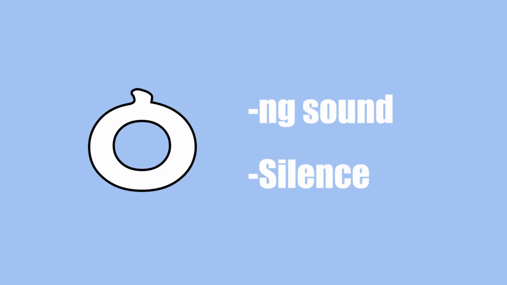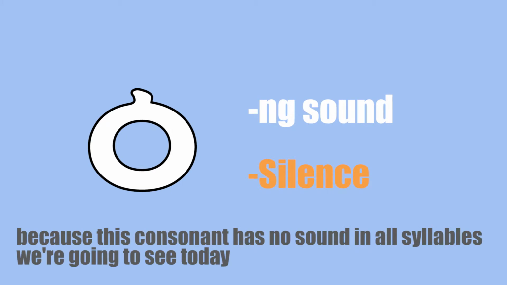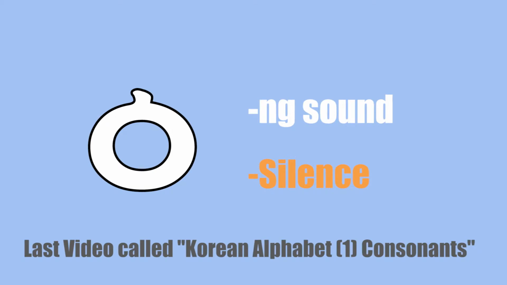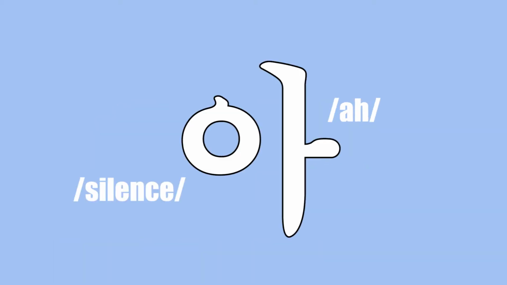Let me show you this consonant. This one has two sounds, the ng sound and silence. But you don't have to carry the ng sound this time, because this consonant has no sound in all the syllables we are going to see today. If you want to know more about the rules, please watch the prior video called Korean Alphabet Part 1 Consonants.